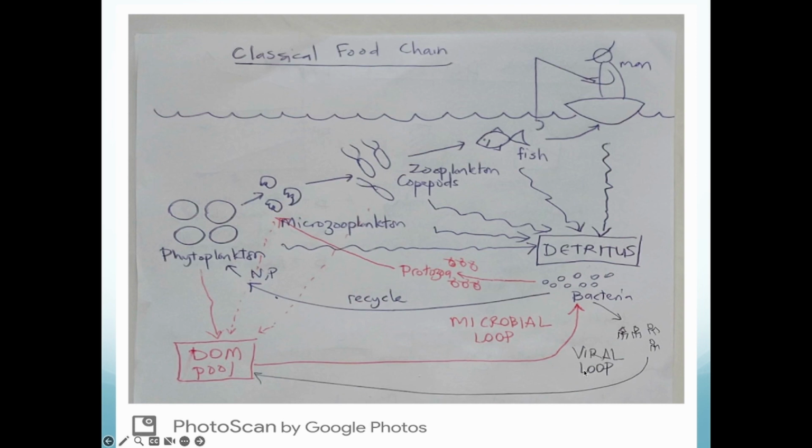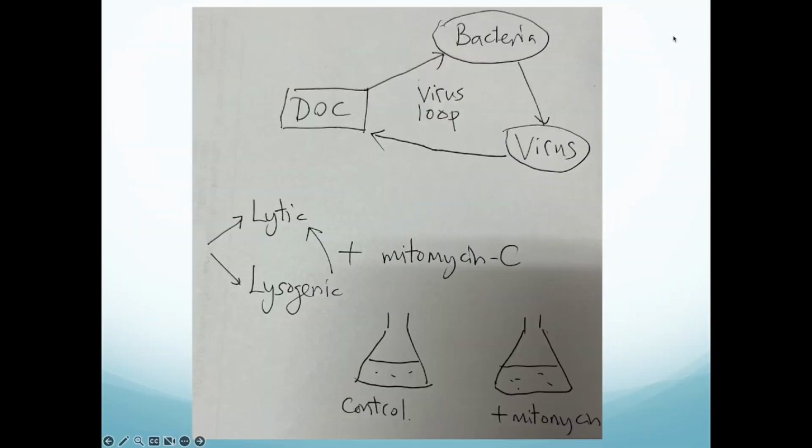So now let's look at the viral loop. Here we know that bacteria, other than protozoa, bacteriophages also control bacterial population. However, the virus loop is not so clear-cut, because viruses can adopt two different modes, either a lytic mode or a lysogenic mode.